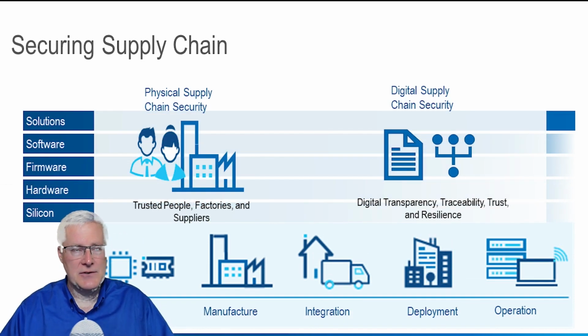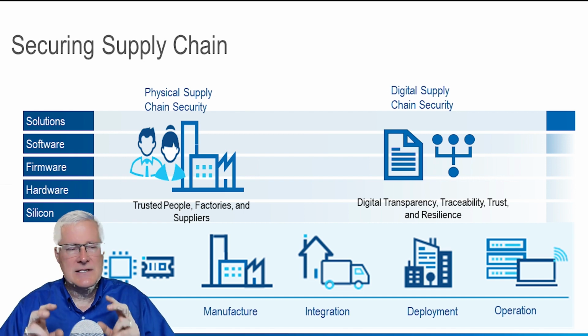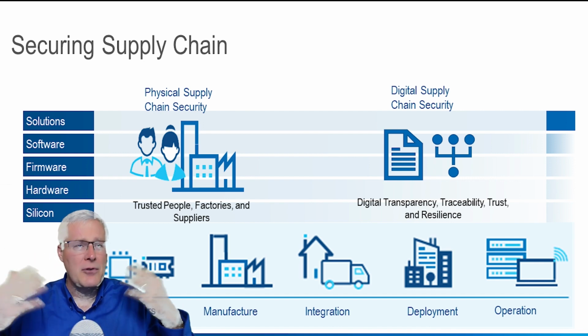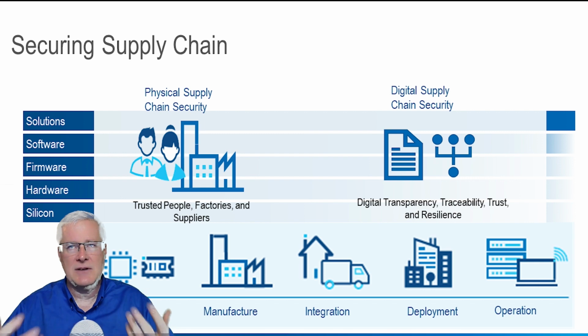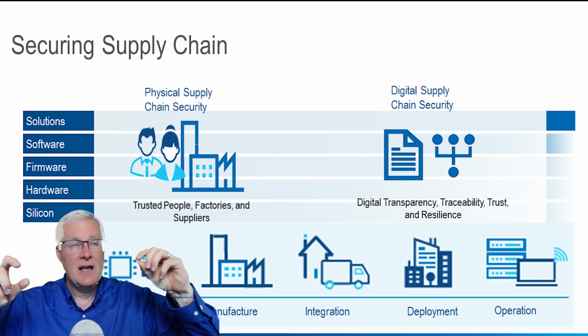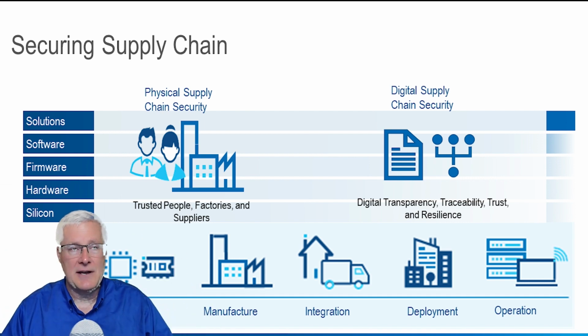So physical security, and we've already seen this with things like FedRAMP and the GovCloud, right? Where I have trusted people in those GovClouds. They are U.S. citizens. They go through the whole process to be certified, to be FedRAMP certified, and I trust the people in those factories and the suppliers in those factories. We have a process for that at the top, at the solution stack, which is really interesting. And it also includes a little bit of the software stack. So that's that physical supply chain security.